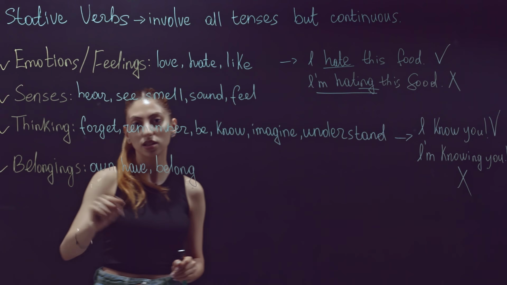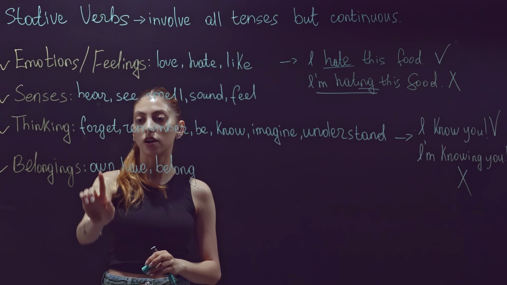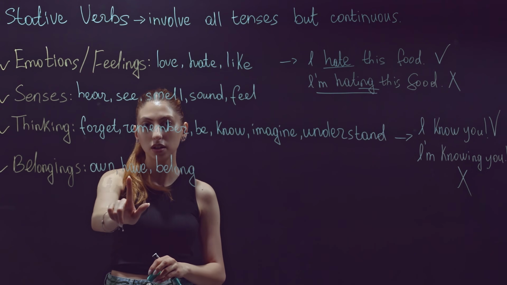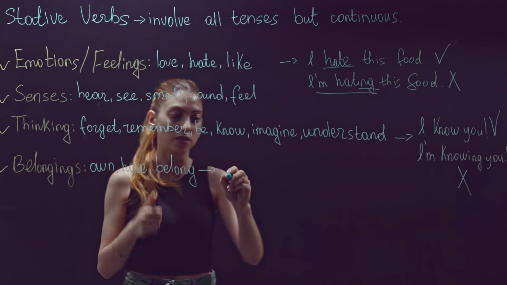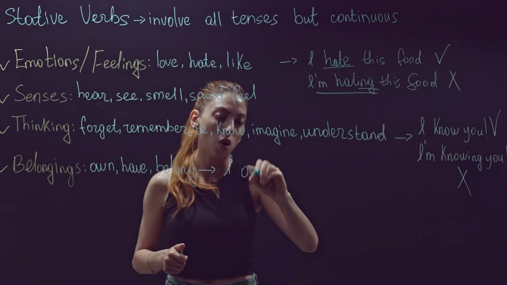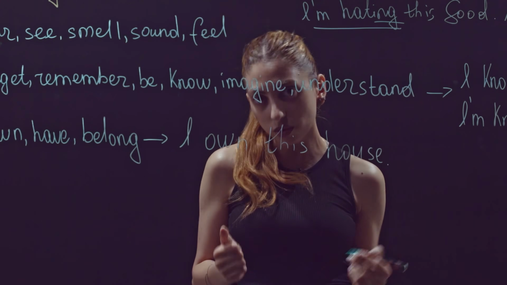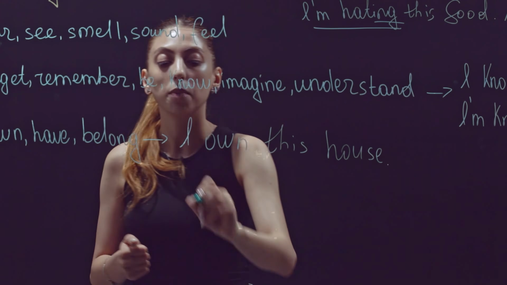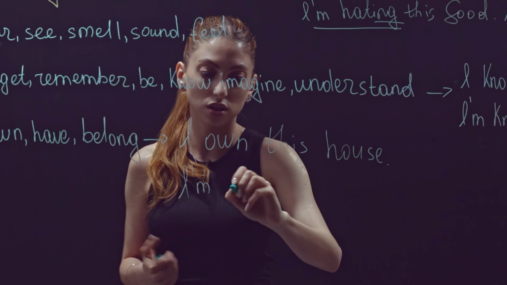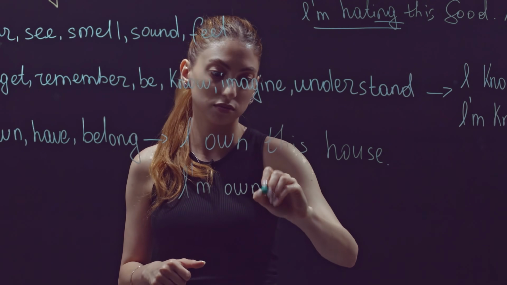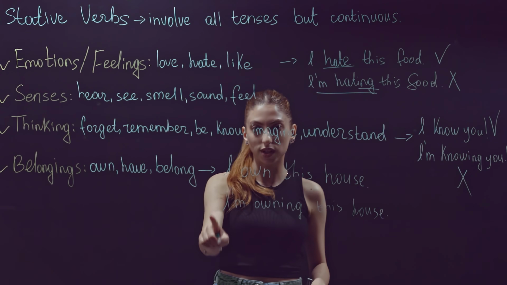Let's move on to the last one, which is belongings. Okay, and the verbs are own, have, belong. You can say, for instance, "I own this house." Oh, I own this house, okay, it's mine. But you can't say "I am" or "I was owning this house." So, which one is correct?